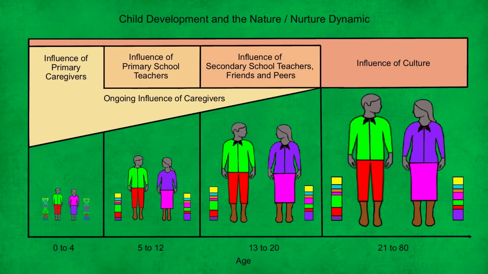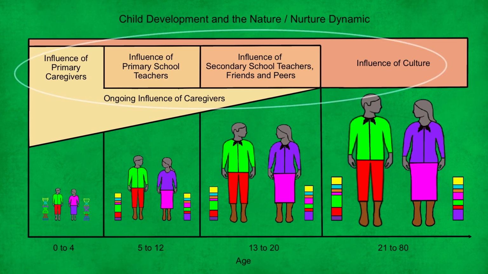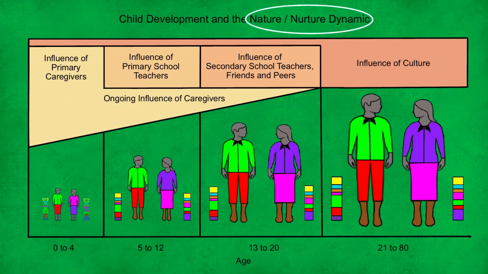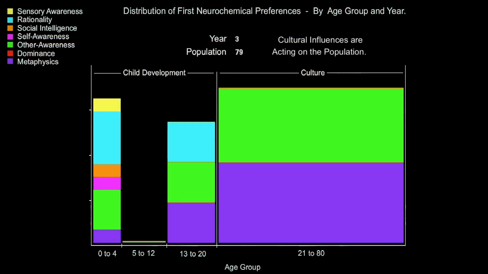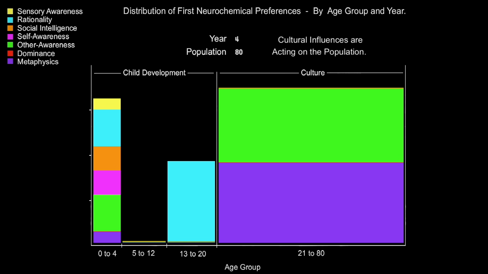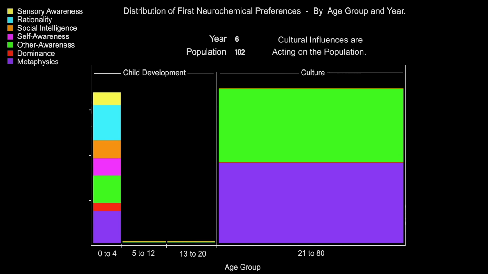Let's run the simulation again now, with the influences of the culture acting on the population. We'll also keep the same setting of the inherited characteristics, but now add the influences of the caregivers, teachers, friends and peers, and the culture as a whole. So this is the more realistic scenario of a nature-nurture dynamic. Here we go. So cultural influences are acting. Once again, we see the diversity of the newborns.